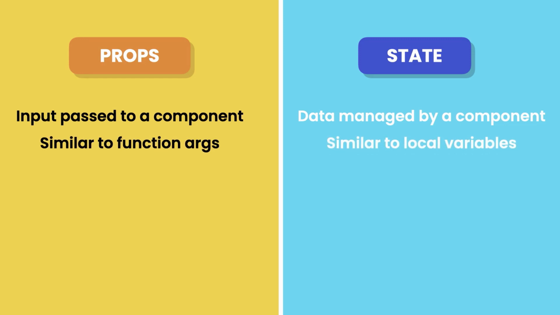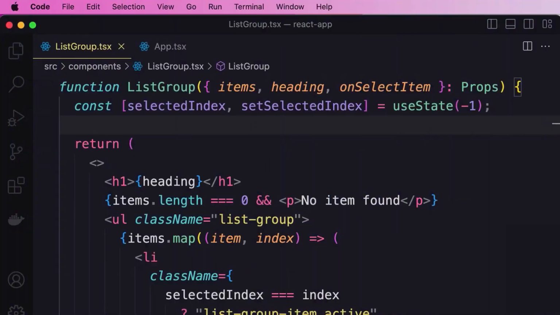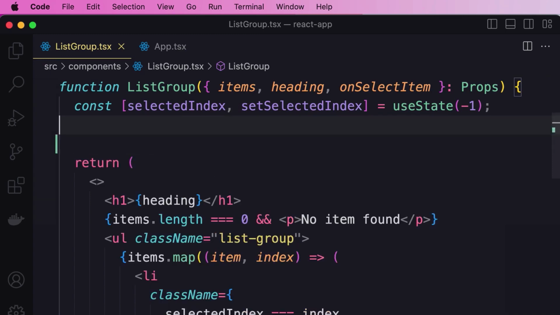Now, one thing you need to know about props is that we should treat them as immutable. What does this mean? In English, to mutate something means to change it. So mutable means changeable and immutable means unchangeable. So when we say something is immutable, it means it's read-only. So in our list group component, here are our props. We should not change any of them here.